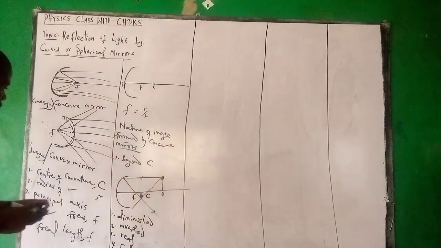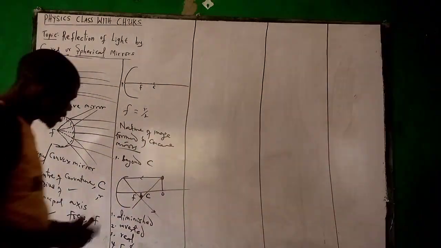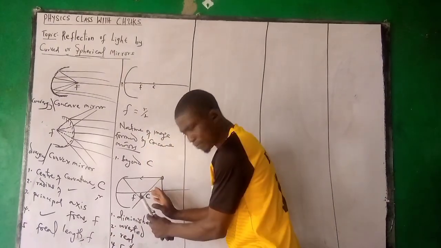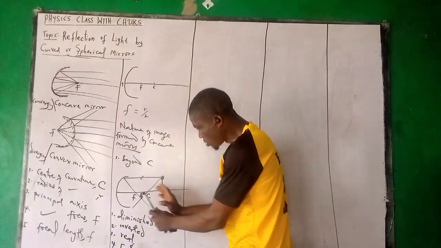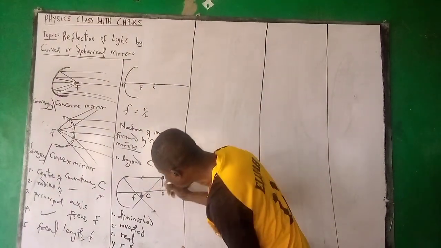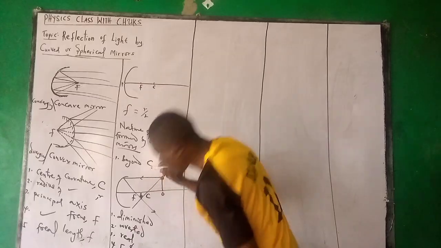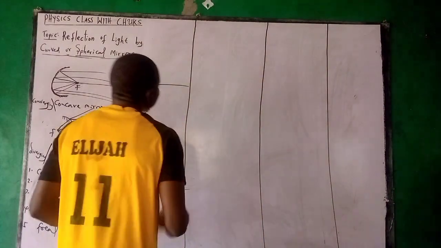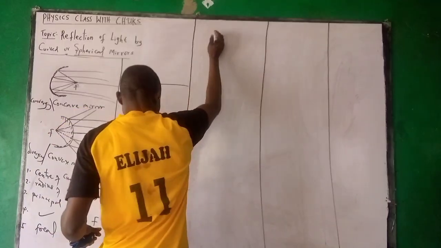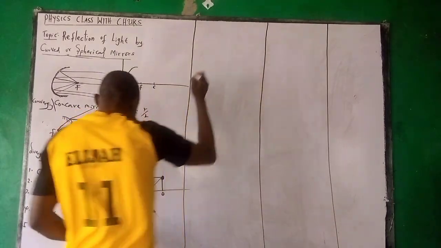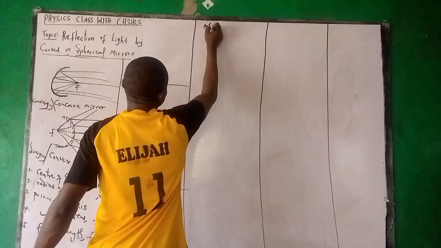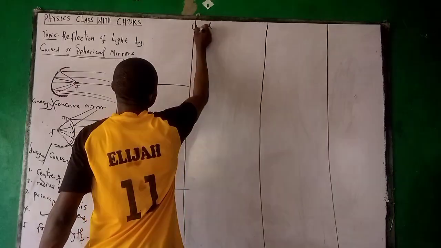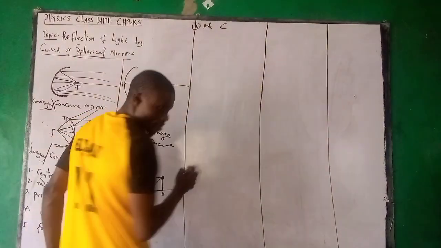Now, for instance, if I shift my object closer such that the object is placed at the center of curvature, what will happen to the image? You see now, this is the object, that is at 2F, if it is placed at C, right?